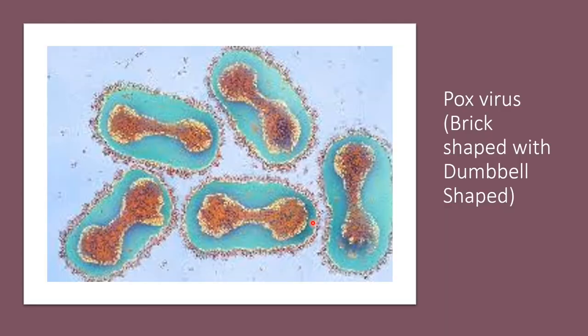Now, pox virus. Pox virus is a brick-shaped virus with dumbbell-shaped DNA. So this is the pox shape. See, it's like a brick, and inside you can see this is dumbbell-shaped. Okay, inside it is dumbbell-shaped. So this is pox virus.